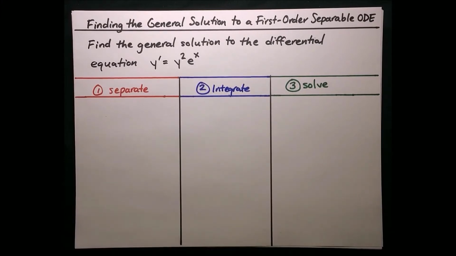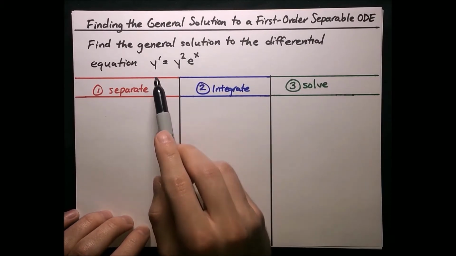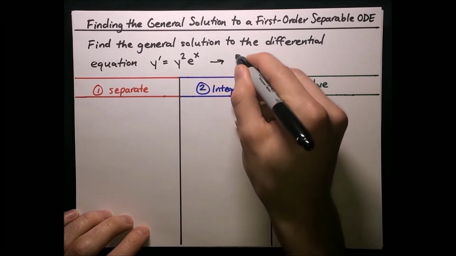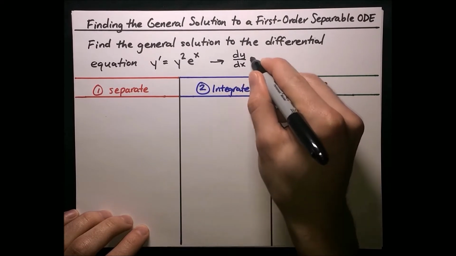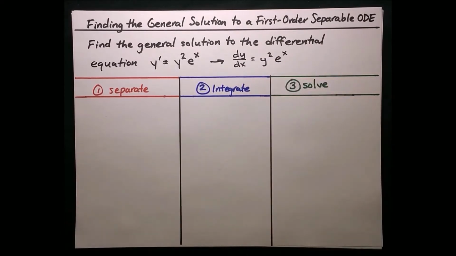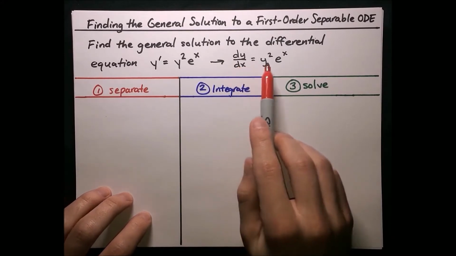So one thing that we can do to make this problem a little bit more intuitive is to replace this y prime with an equivalent representation of the derivative. Let's replace it with dy over dx. So dy over dx equals y squared e to the x. Now the reason why this makes the problem more intuitive is because now we have a dy and a dx that we can treat like terms in the equation.